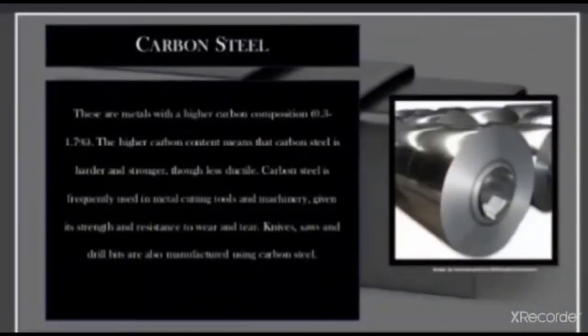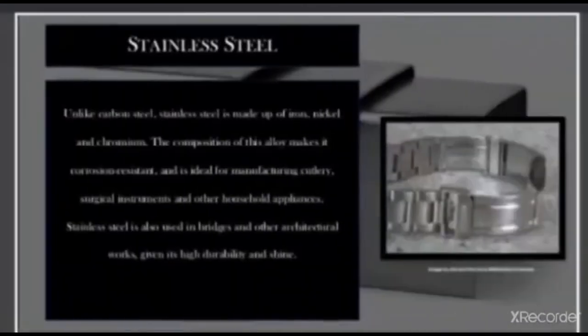The second one is carbon steel. These are metals with a higher carbon composition, 0.3 to 1.7%. The higher carbon content means that carbon steel is harder and stronger, though less ductile. Carbon steel is frequently used in metal cutting tools and machinery, given its strength and resistance to wear and tear. Knives, saws, and drill bits are also manufactured using carbon steel.